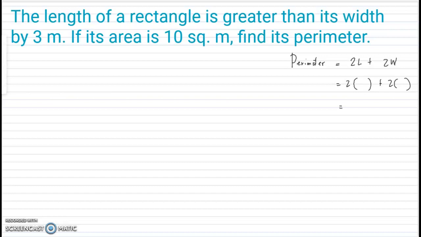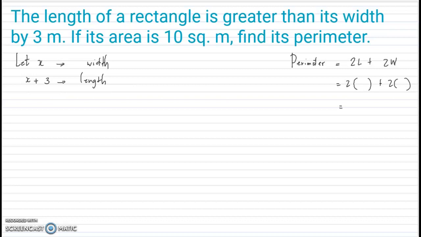So how do we represent it? It says that the length is greater than the width by 3 meters, and it does not say anything about the width, right? So we can represent the width as x, and the length, since it says it's greater than the width by 3 meters, the length is x plus 3.